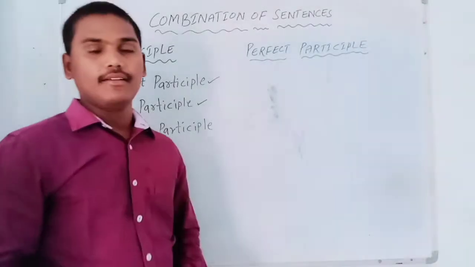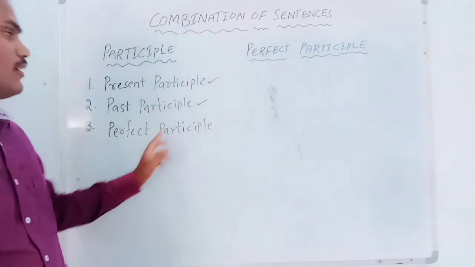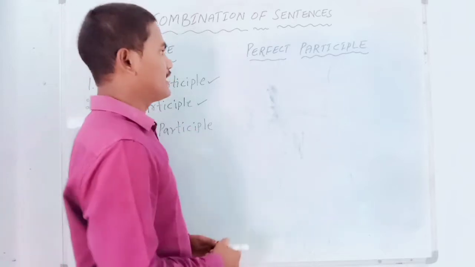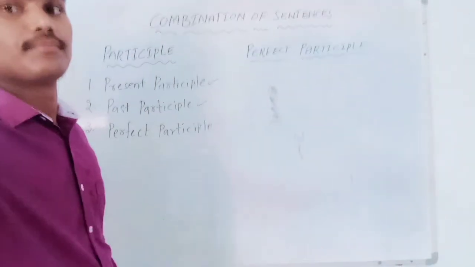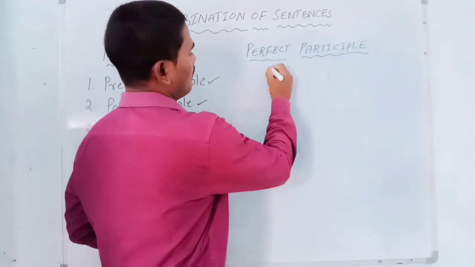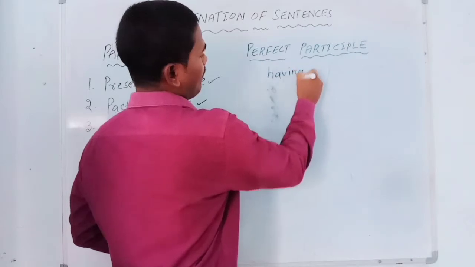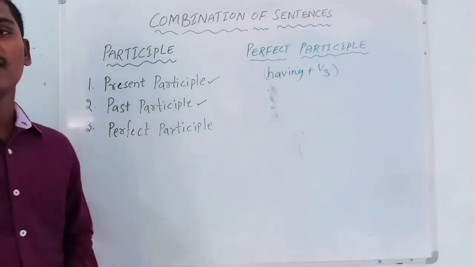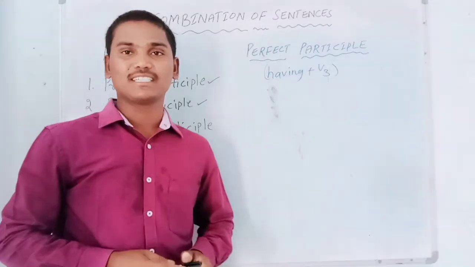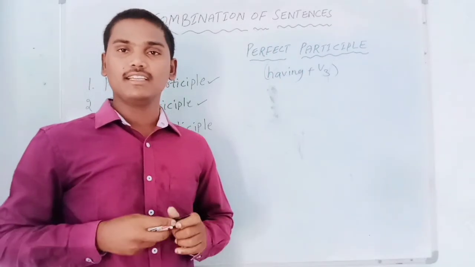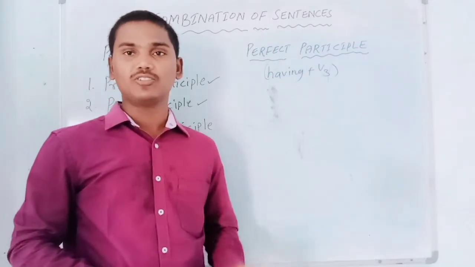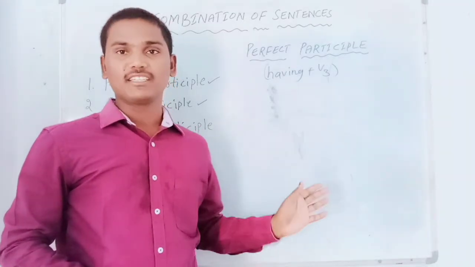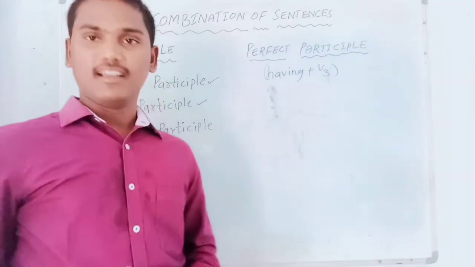Okay. Now, students, third type. Perfect participle. So perfect participle means having plus V3 verb form. Having plus V3 verb form. Perfect participle means having plus V3 verb form. How do we join two sentences as a single sentence with the help of perfect participle? Let us see through the examples.